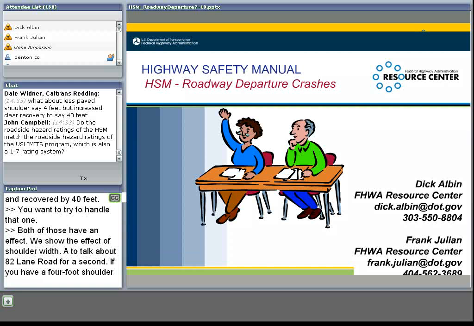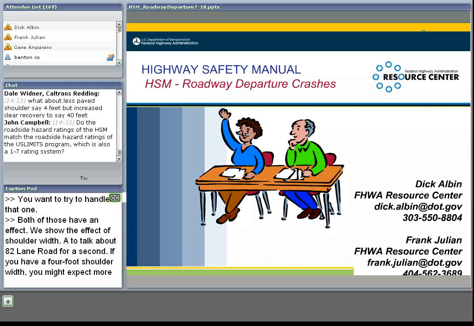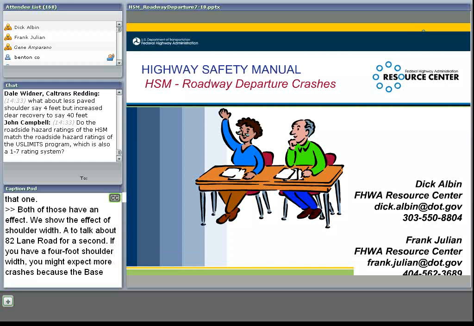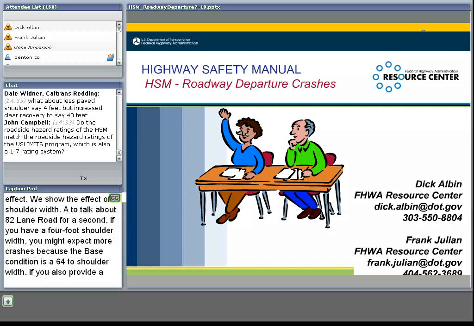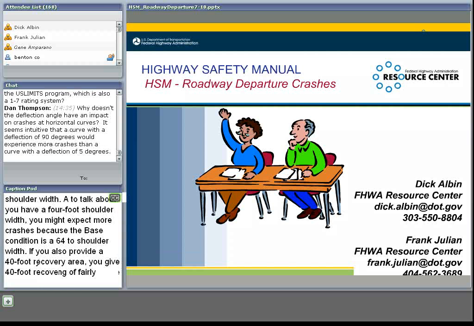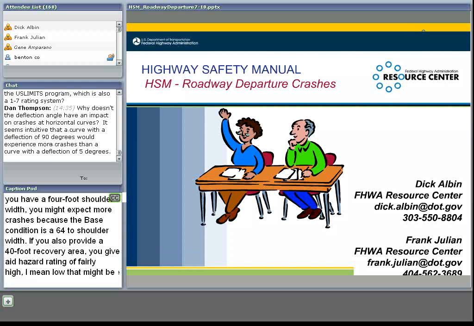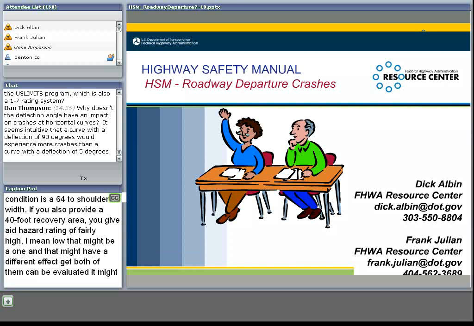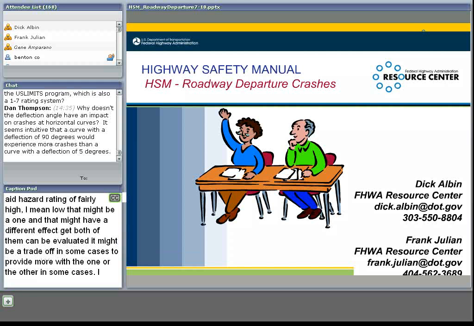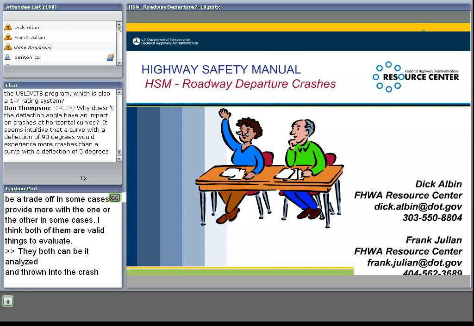Bill Widener from Caltrans asks, what about less paved shoulder, say 4 feet, but increased clear recovery area to say 40 feet? Dick, you want to try to handle that one? Well, both of those have an effect. We showed the effect of shoulder width. Just talking about a 2-lane rural road for a second, if you have a 4-foot shoulder width, you might expect more crashes because the base condition is a 6-foot shoulder width. Now, if you also provide a 40-foot recovery area, that would give you a fairly low roadside hazard rating, so that would probably be a 1, and that would have a different effect.